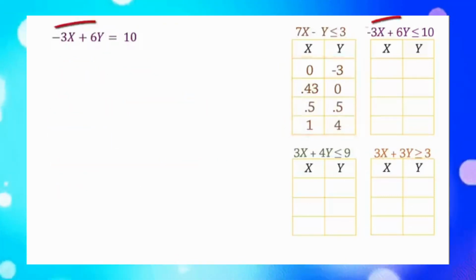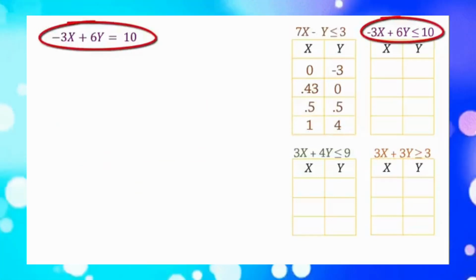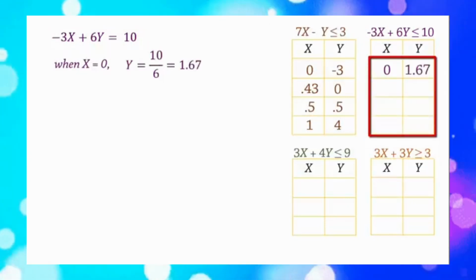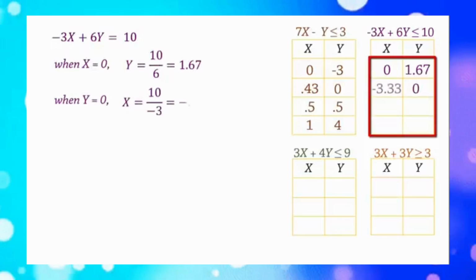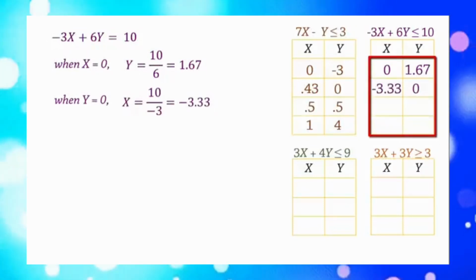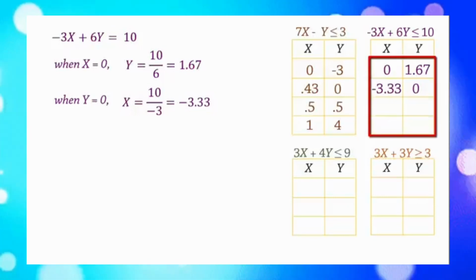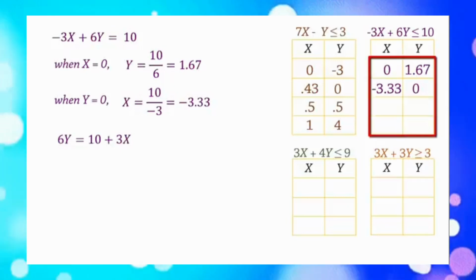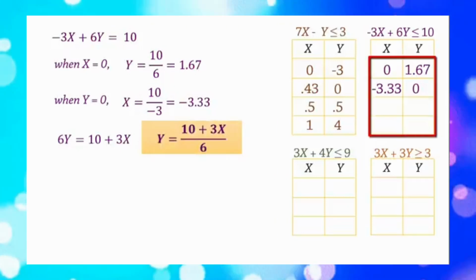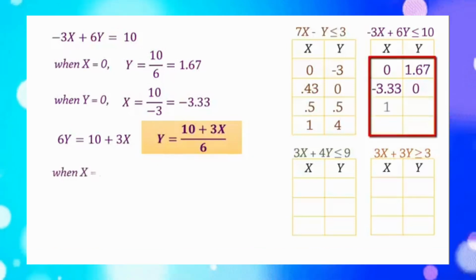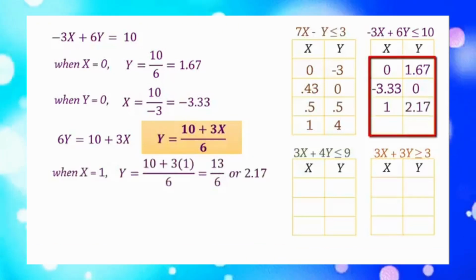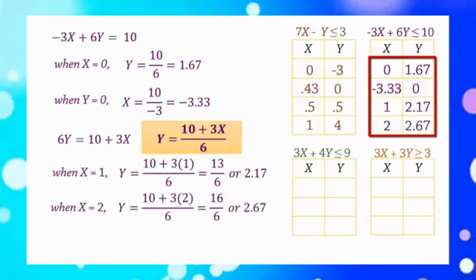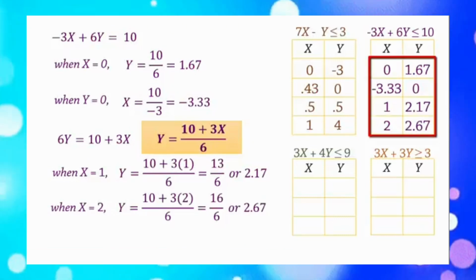For constraint 2, we have the line negative 3x plus 6y equals 10. When x equals 0, y equals 1.67. And when y equals 0, x equals negative 3.33. Again, let's try more points. Rewriting the equation, we have 6y equals 10 plus 3x. So that y equals (10 plus 3x) divided by 6. When x equals 1, y equals 2.17, and when x equals 2, y equals 2.67. So it is hard to find whole number points for this line.